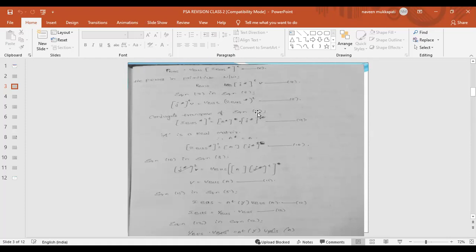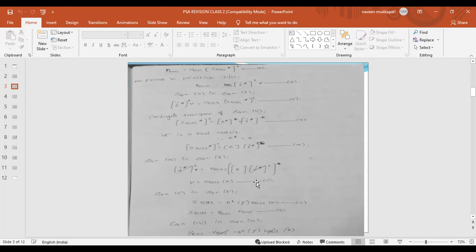Next, take the conjugate transpose of equation number 4. Then I bus conjugate transpose is equal to A conjugate transpose into J conjugate transpose. That is equation number 9. Since A is a real matrix, A conjugate transpose is equal to A. That is equation number 10. Substitute 10 in 8. Then we obtain V is equal to V bus into A.